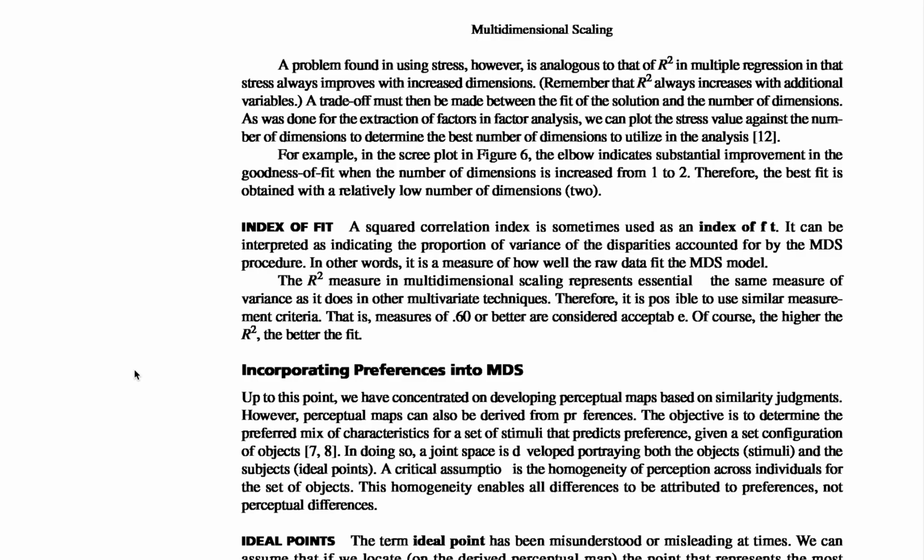We can plot the stress values against the number of dimensions and determine the best number of dimensions to be analyzed. For example, in the scree plot in figure 6, the elbow indicates a substantial improvement in the goodness of fit when the number of dimensions is increased from 1 to 2. Therefore, the best fit is obtained with a relatively low number of dimensions.